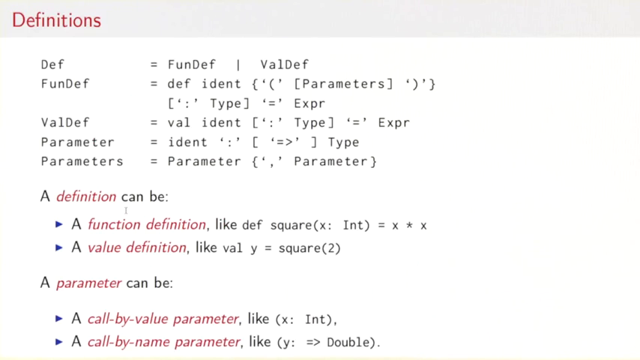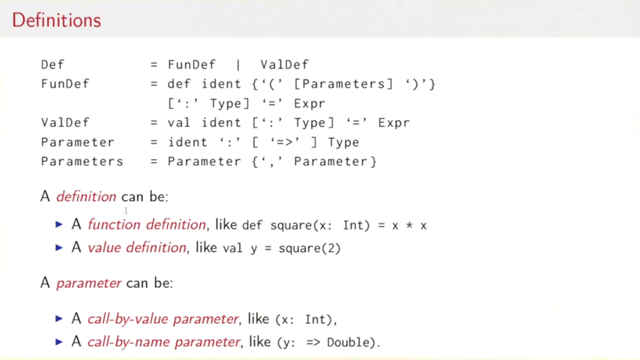The last syntactic category are definitions. We have seen so far function definitions and value definitions. Function definitions start with a def, followed by an identifier, followed by 0 or more parameter lists, followed by an optional result type, followed by an equal sign, and finally an expression. Value definitions are simpler. They consist of val, then an ident, then an optional type, then equals, then expression.